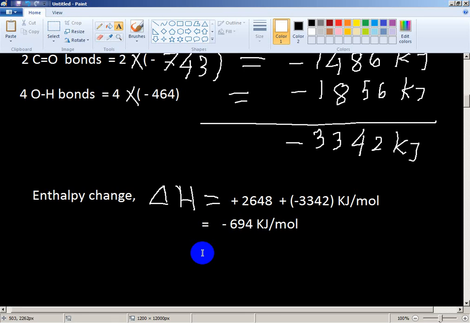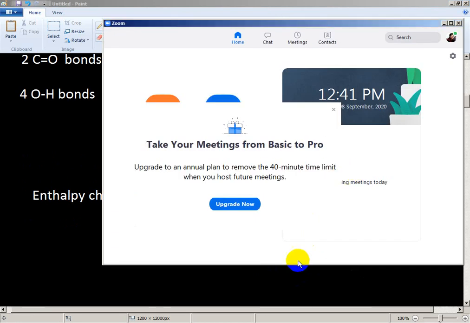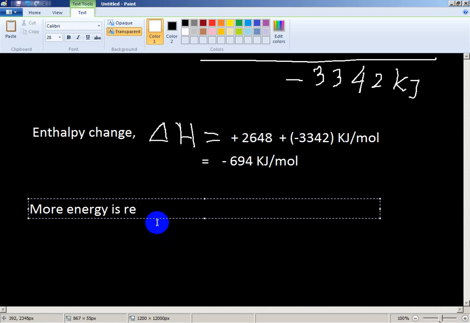Exothermic reaction. Look, this is the exothermic reaction because of the negative sign. More energy is released when bonds are formed than when bonds are broken.